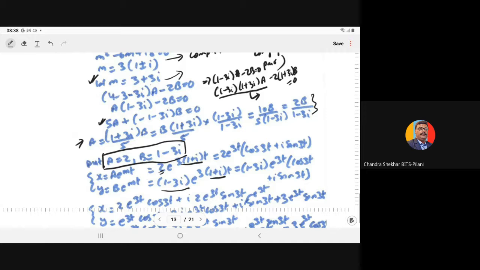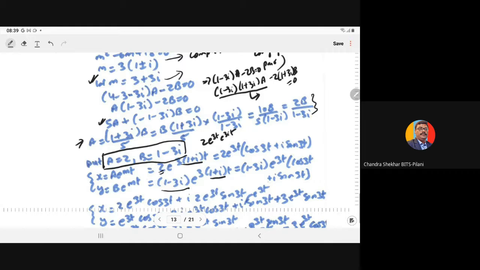Using e to power iota theta is equal to cos theta plus iota sin theta, we can write this as 2 e to power 3t e to power 3 iota t. So e to power 3 iota t you can write as cos 3t plus iota sin 3t.